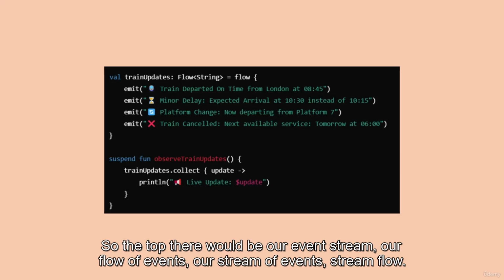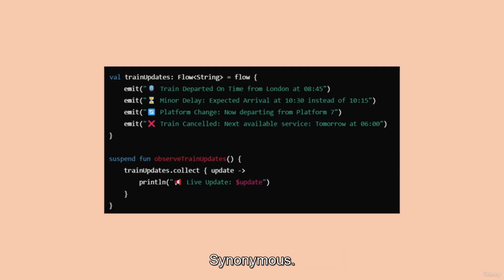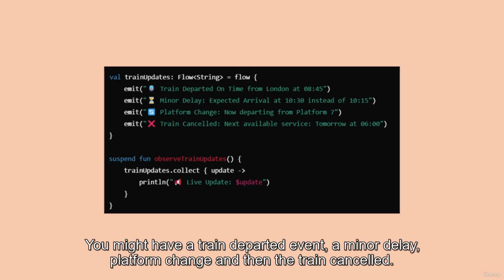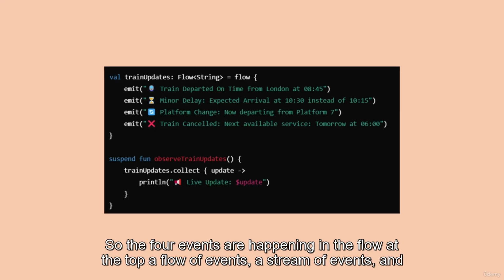So the top there would be our event stream, our flow of events, our stream of events. Stream, flow, synonymous really, events happening over time. And this stream or flow might emit events one after the other, potentially with some delay or time between them. You might have a train departed event, a minor delay, platform change, and then the train cancelled. So the 4 events are happening in the flow at the top.